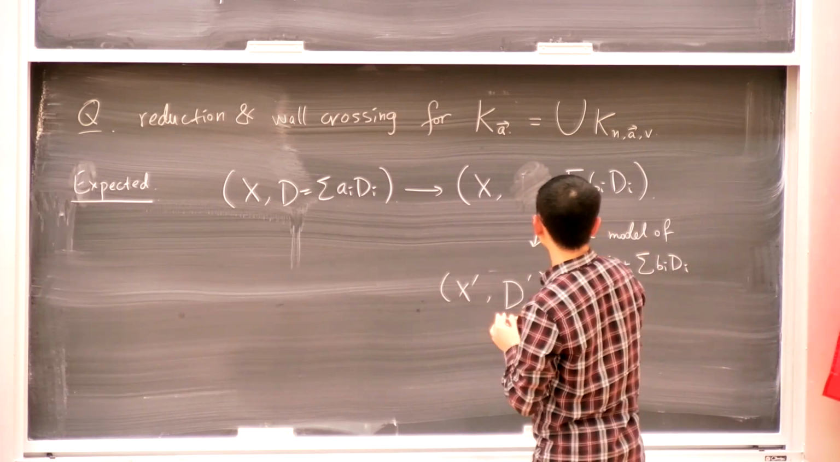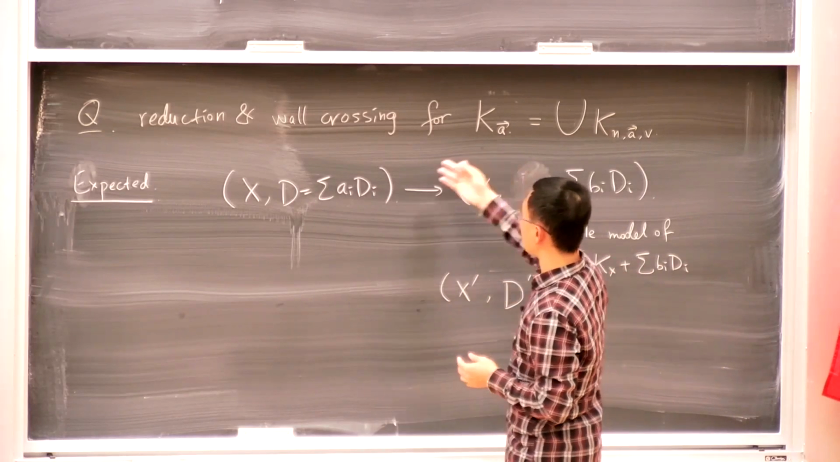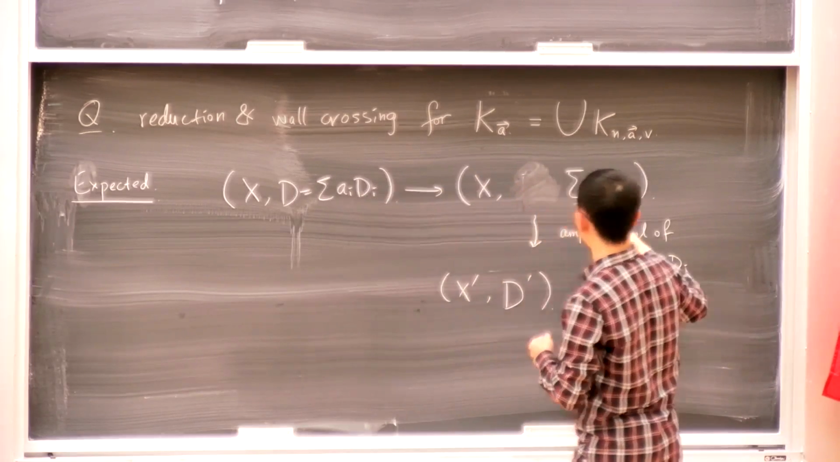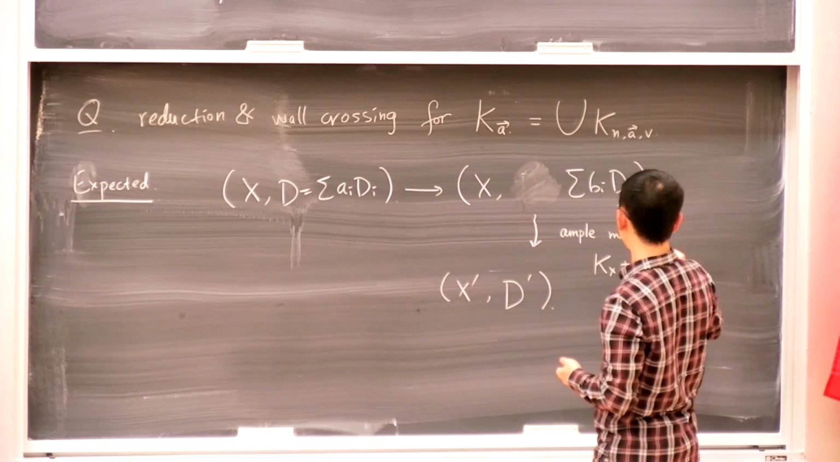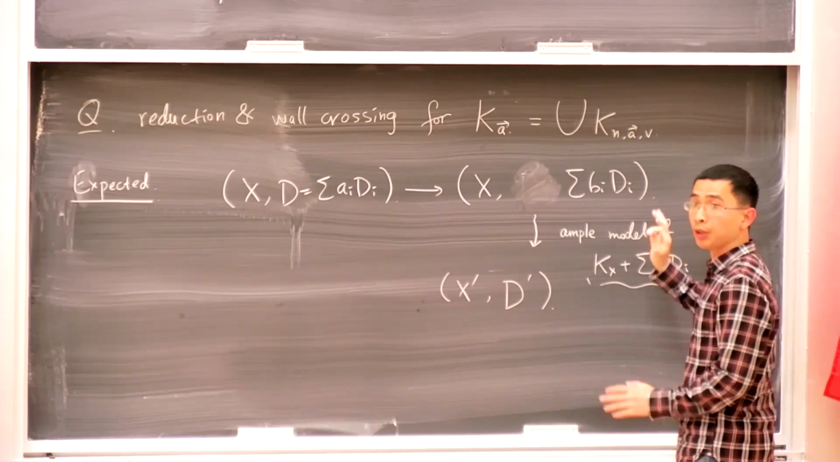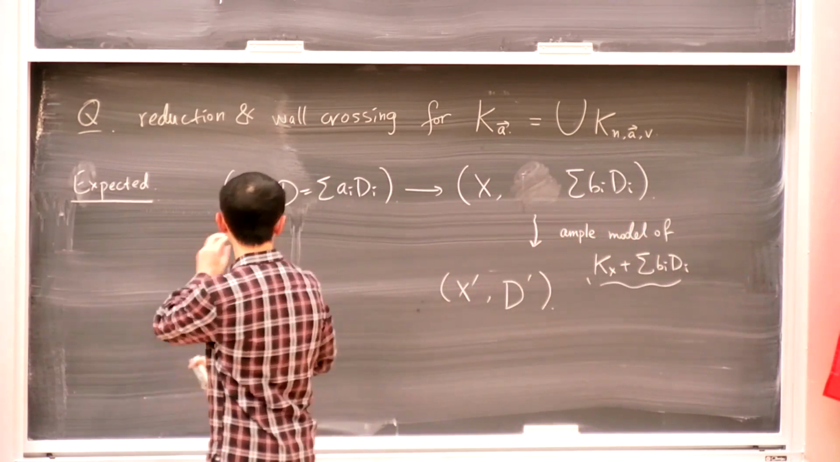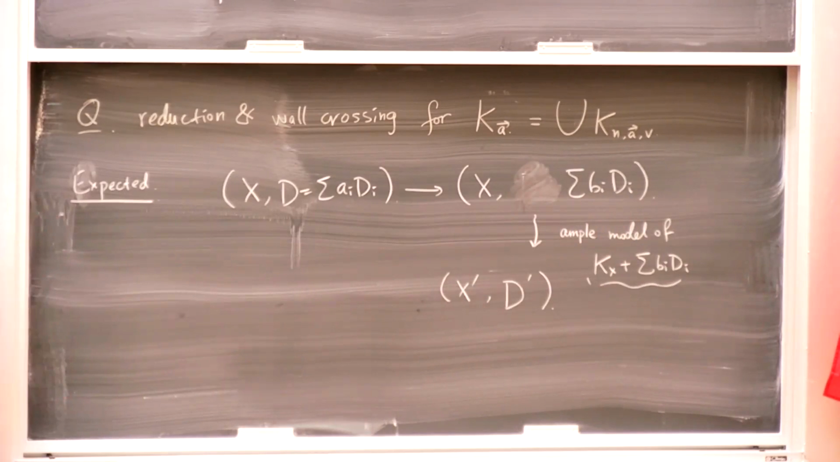And again, you have to impose certain conditions on the weights. For instance, if I want to drop the weights, I'd better ensure that this log canonical divisor is still big. So there is some admissible condition that will come up shortly. Okay, but at least that's the expected picture. Now there are some issues here in higher dimension, which you don't see in the case of curves.